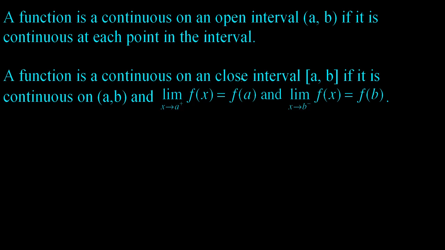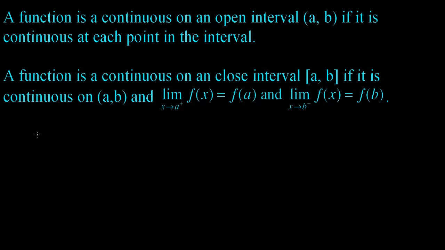And I just realized that there should be a D there. I misspelled that, but that should read on a closed interval AB. Okay, so real quickly, a function is continuous on an open interval if it's continuous at each point on the interval. Okay, what does that look like graphically?